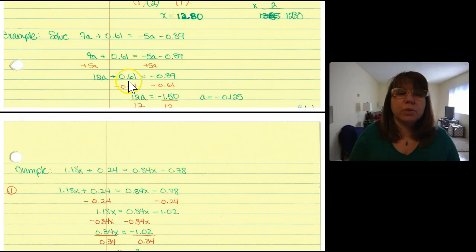I want to get rid of the 0.61 using my addition property of equality. I subtract, or add a negative, 0.61 to both sides. The 0.61 disappears on the left, and now on the right I have negative 1.50. Divide by 12, divide by 12. And if you do that math, it's going to be a negative 0.125. That's it. So we're following all the rules of having decimals, following all the rules of solving an equation.